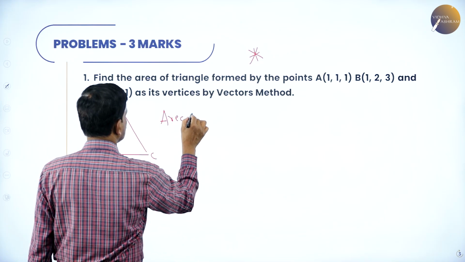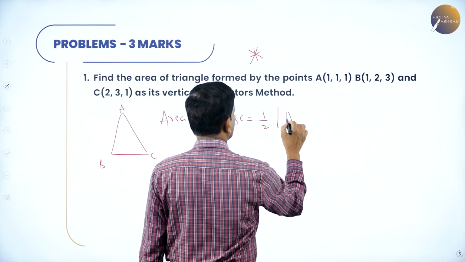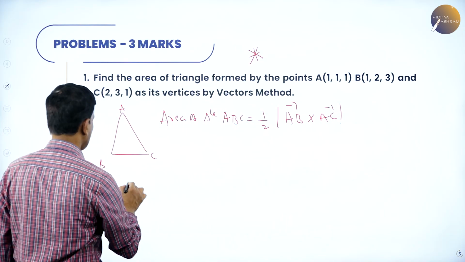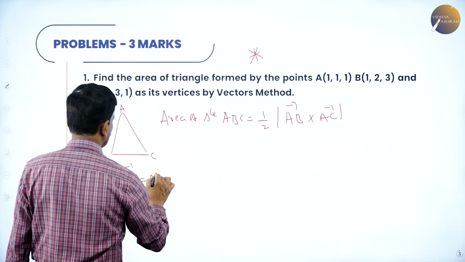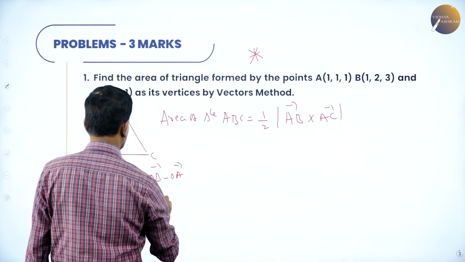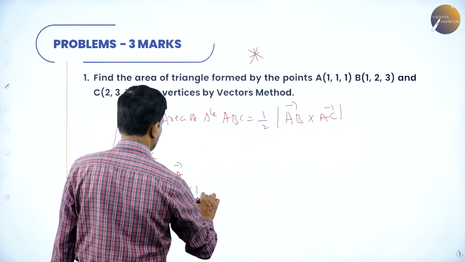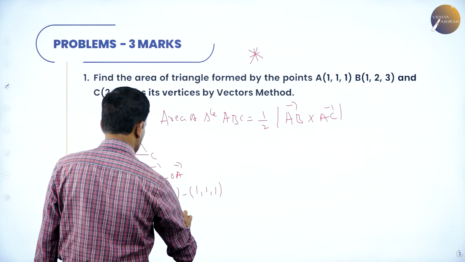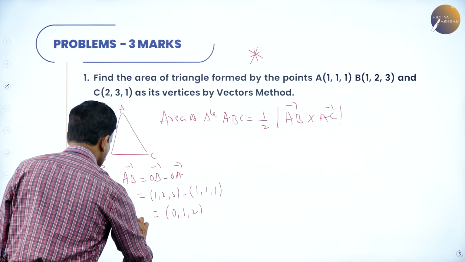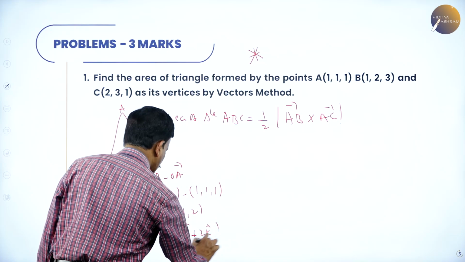Area of triangle ABC is equal to half into length of vector AB cross vector AC. Just find out vector AB. Vector AB is equal to OB minus OA. What are the points we have? (1, 2, 3) minus (1, 1, 1). So this is nothing but 0, 1 and 2. Therefore vector AB is equal to 0i plus j plus 2k.